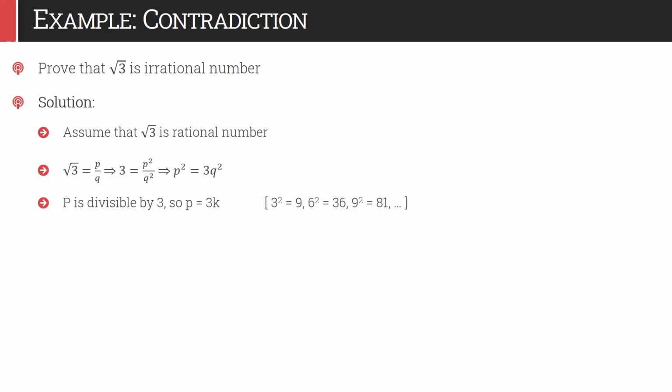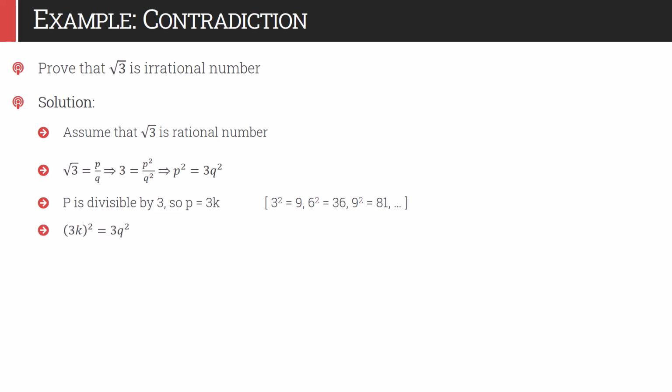So it is proved that if any number is a multiple of 3, then its square is also a multiple of 3, or vice versa. If the square is a multiple of 3, then its square root is also a multiple of 3. So we have p square is equal to 3q square. So the square of p is a multiple of 3, fine, because it is 3 into q square. So we can assume that p is equal to 3k because p is also a multiple of 3.